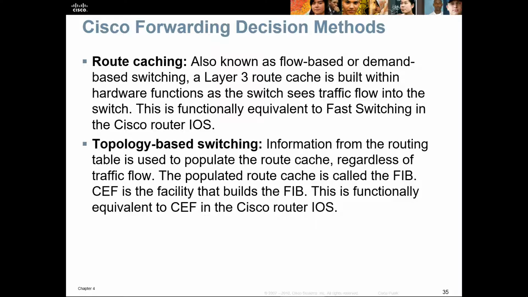So part of our Cisco forwarding decision methodology also includes route caching and topology-based switching. Information from the routing table is used to populate the routing cache. Regardless of the traffic flow, the populated route cache is called the FIB. Cisco Express Forwarding is the facility that builds the FIB.